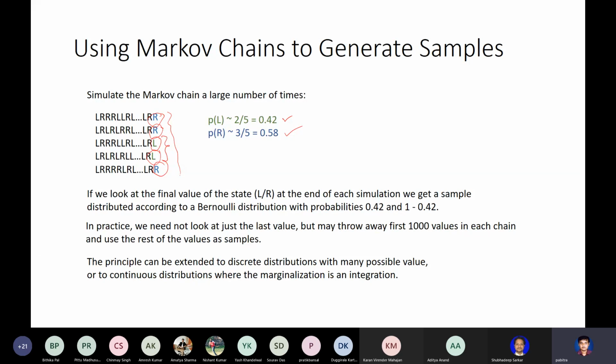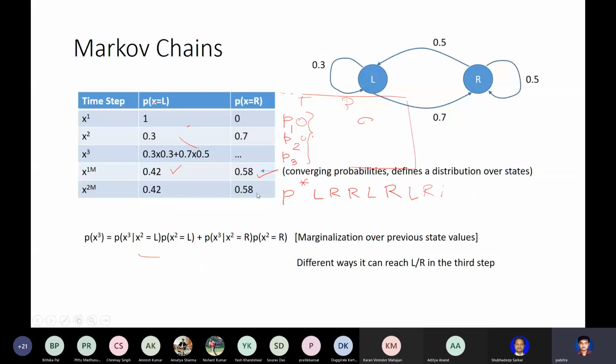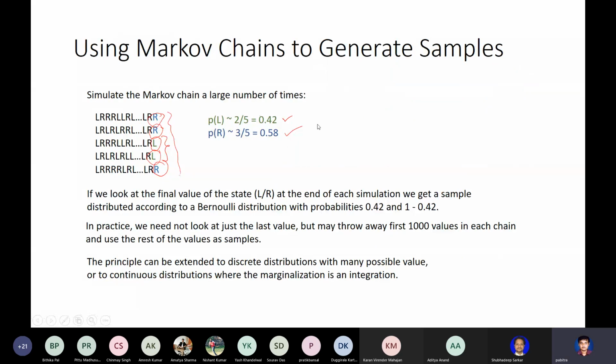And I think it is obvious, there is nothing surprising in it, that these converging probabilities P star will be close to these final probabilities. So if we count the number of states and get their fractions, they will actually be the distribution P star, which is 0.42 and 0.58.